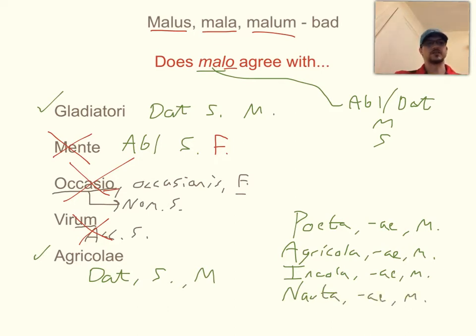And those are your dictionary entries for the ones that are masculine in the first declension. This means poet, this means farmer, this means inhabitant, and this means sailor. Just so you know.